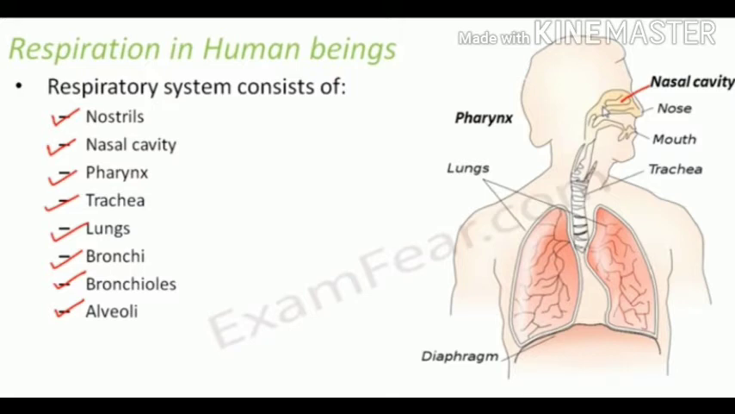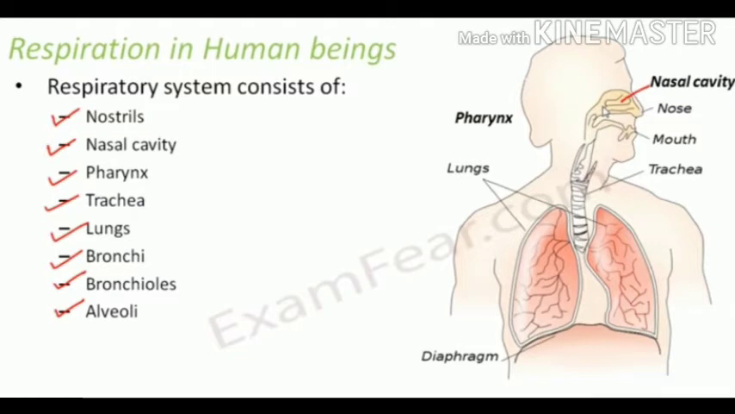We have already studied pharynx in Nutrition in Human Beings. What is pharynx? It is a common point of entry both for food and air. I can say pharynx is a place where it differentiates the food and sends food into the food pipe, esophagus, and it sends the air into the air pipe. After that, the next is trachea. Trachea is nothing but the windpipe. This trachea will go and reach the lungs.